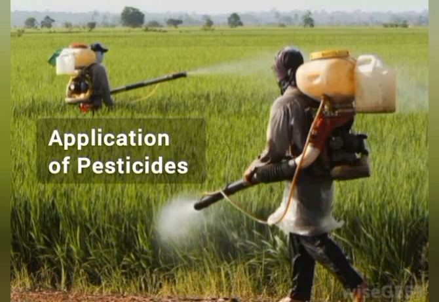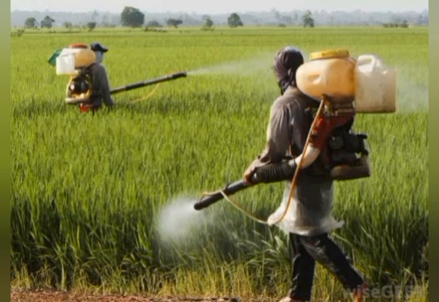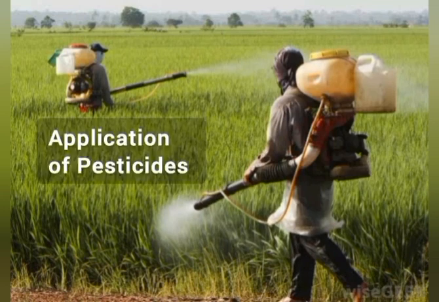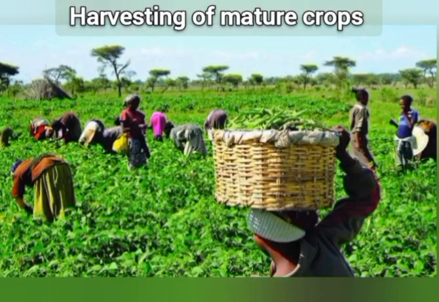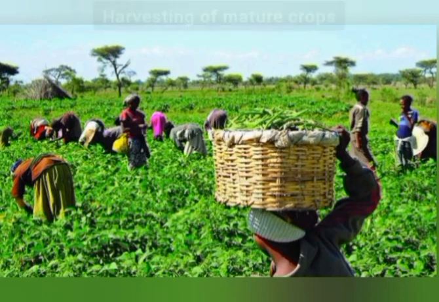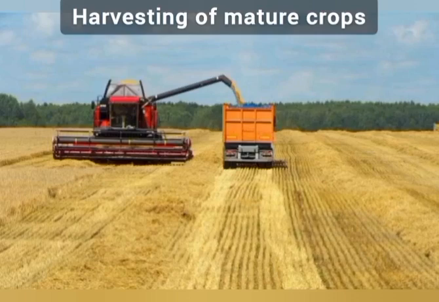Next is application of pesticides. This is the use of agrochemicals to control and kill insect pests of crops. The agrochemical is applied by spraying onto the crop plants. Harvesting of mature crops. Crops are harvested using baskets, trailers. These trailers are drawn by tractors and are carried to the farm store.